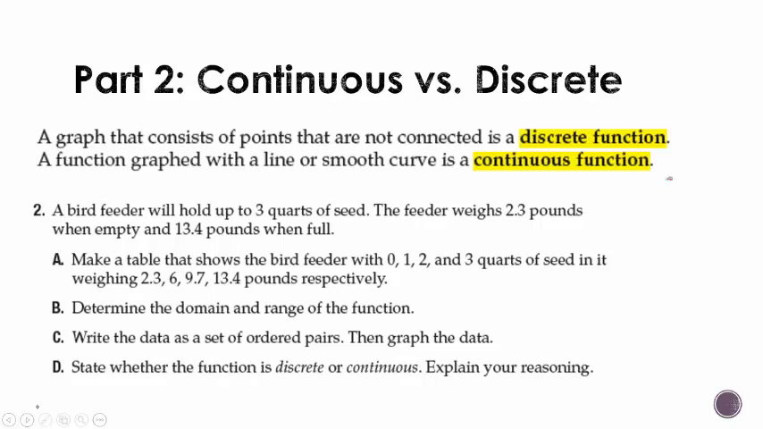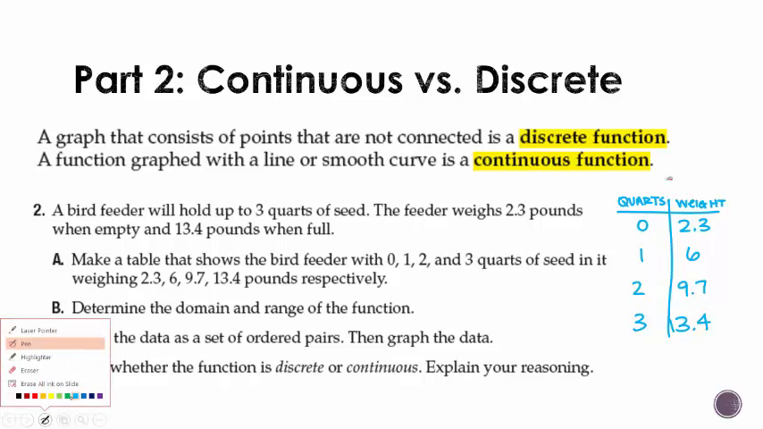Make a table that shows the bird feeder with 0, 1, 2, and 3 quarts of seed in it, weighing those amounts of pounds. So we have our XY table, and we have quarts on one side. That's our independent variable, that's what we're changing. And then we have weight. So if I have 0, 1, 2, or 3 quarts, it tells us that it weighs 2.3 pounds, 6 pounds, 9.7 pounds, and 13.4 pounds.